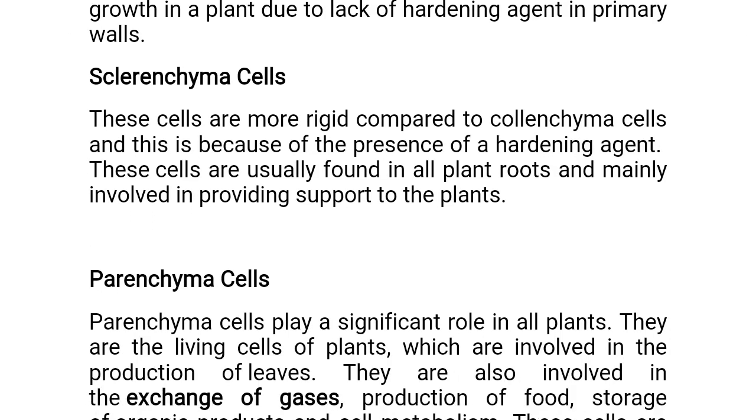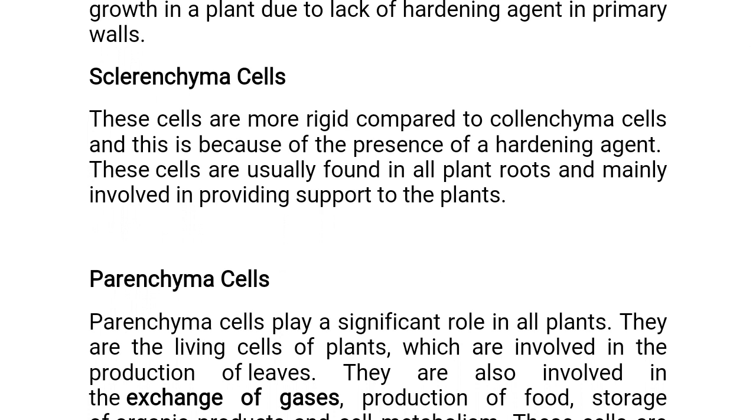The sclerenchyma is also known as the stone cell because it gives mechanical strength to the plants. This is very, very hard. Why? Because of the presence of hardening agents. The hardening agents are complex polymers or hydrocarbons, substances that are present in the sclerenchyma. And it's these substances that make the sclerenchyma hard. And what are those hardening agents? We call them lignin, cutin, and suberin.